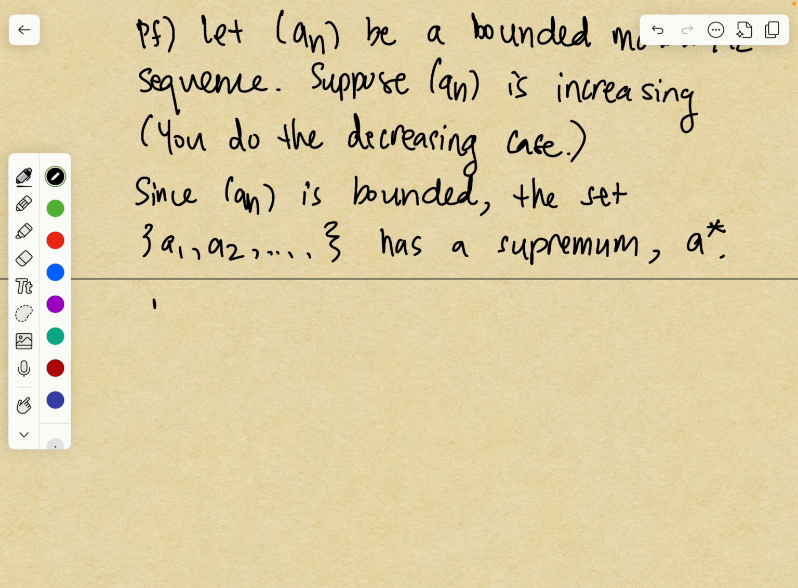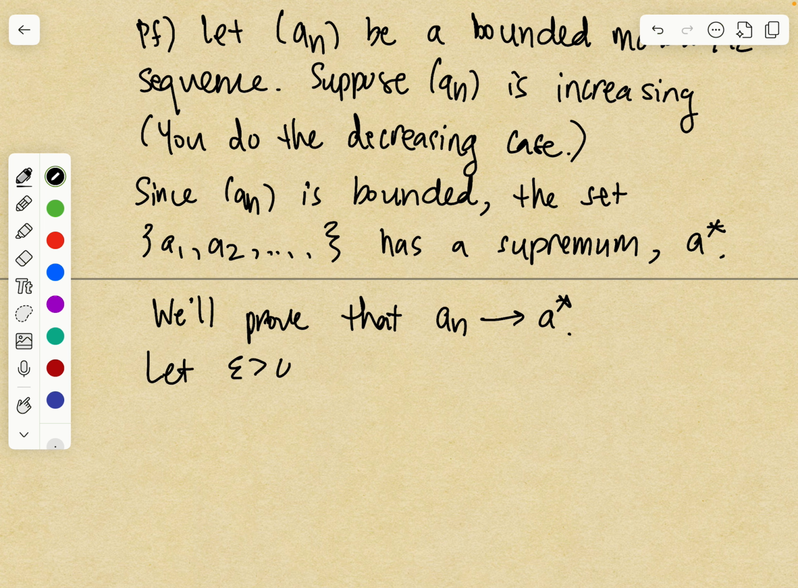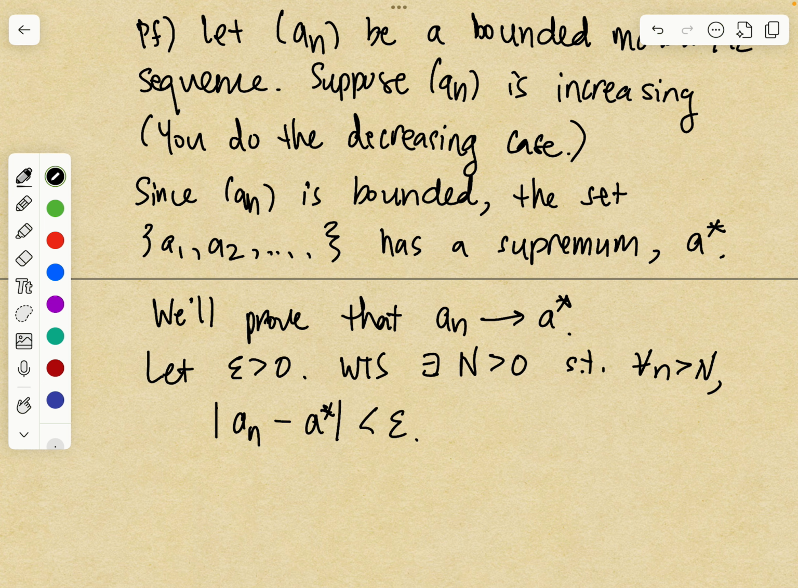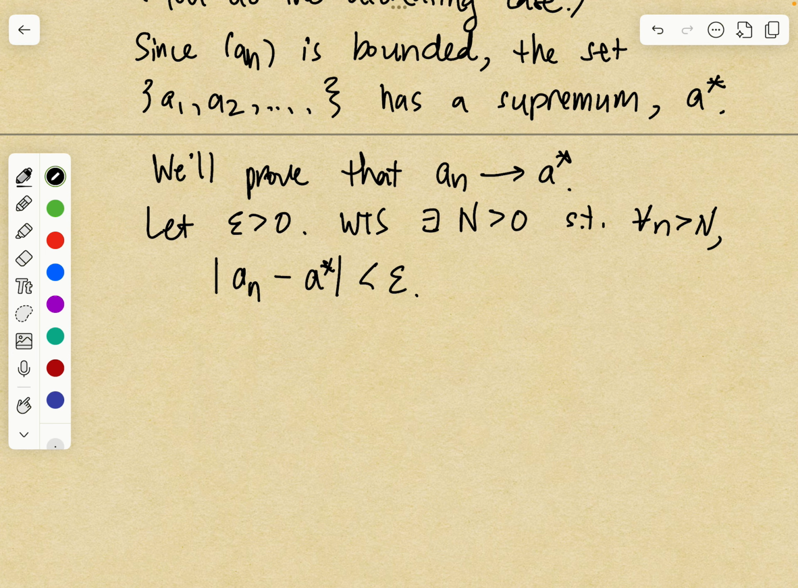And what we'll show is that the sequence a_n converges to the supremum. Okay. Now, to do that, we should let epsilon be greater than 0. So we want to show that there exists some positive integer N such that for all little n greater than N, the difference between a sub n and a star is less than epsilon, right? That's what it means for the sequence to converge to a star.